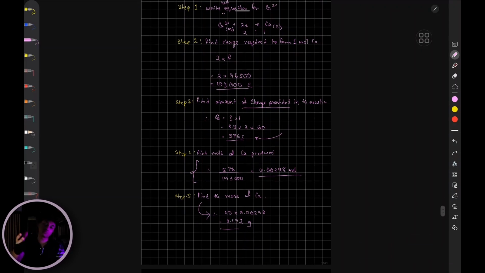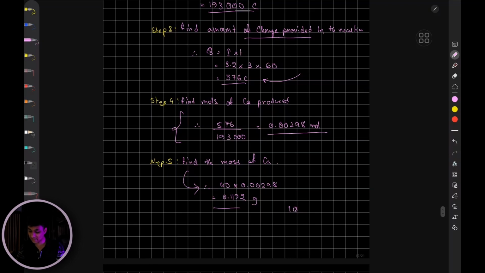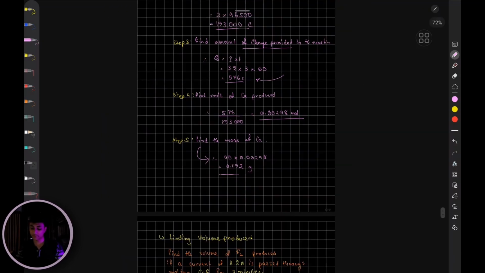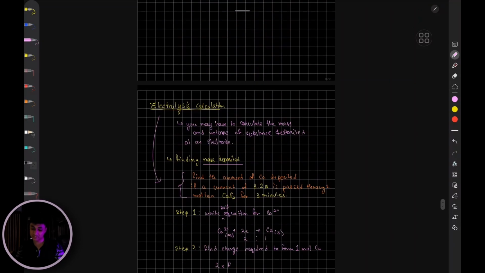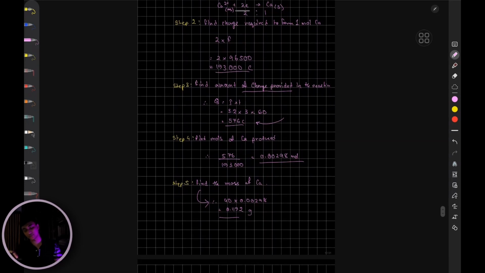Fair enough. If you find the moles, then just multiply by molar mass and you'll find the total mass. Mind you, if I had given exactly 193,000 divided by the needed amount, 193,000, then in that case, the values would cancel out, and we would have 1 mole of calcium atom being produced, right? So that's how the ratio works. Okay, so this is how you can find the mass of any atom being deposited at the cathode.